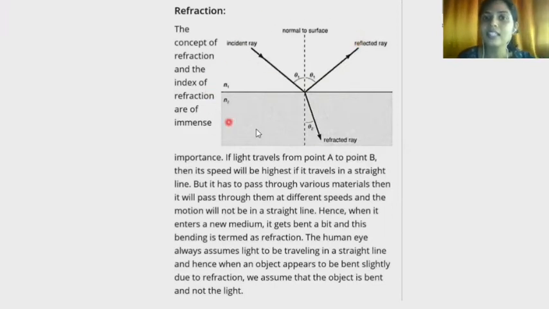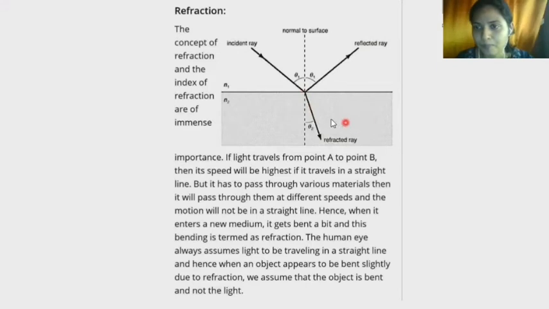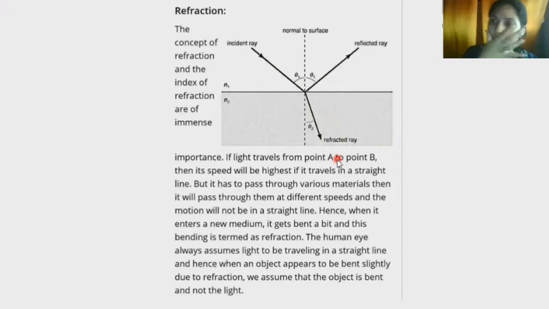So this is the phenomenon of refraction. When the ray passes from one medium to another medium, there will be bending of light. Okay, so that bending of light is called refraction. Here also there are certain rules. We cannot call every phenomenon of bending of light refraction. There are certain rules for it. So again it has two rules.